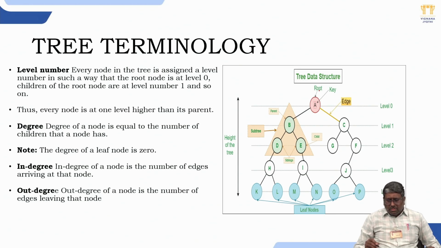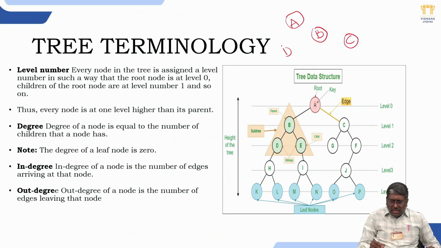Suppose the tree is like this: A, B, let us assume C, D, E, F, with edges from A to D and A to B, then B to C, D to E and D to F. Now this is the given directed tree.